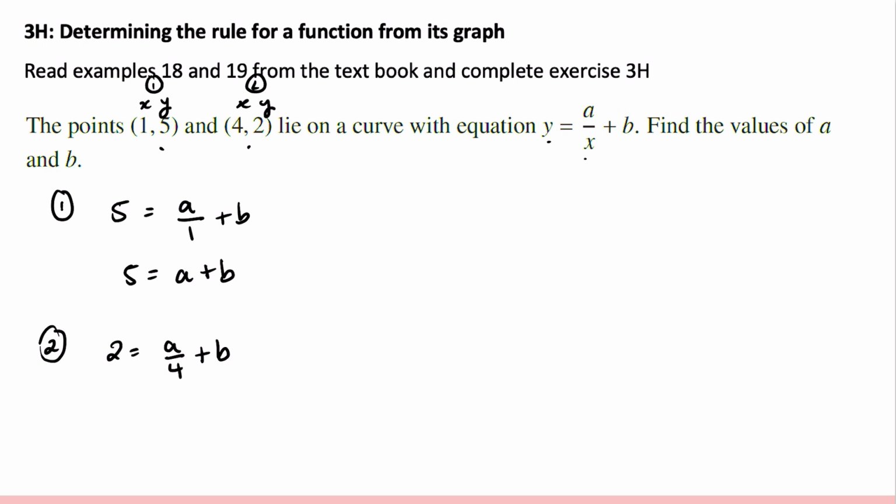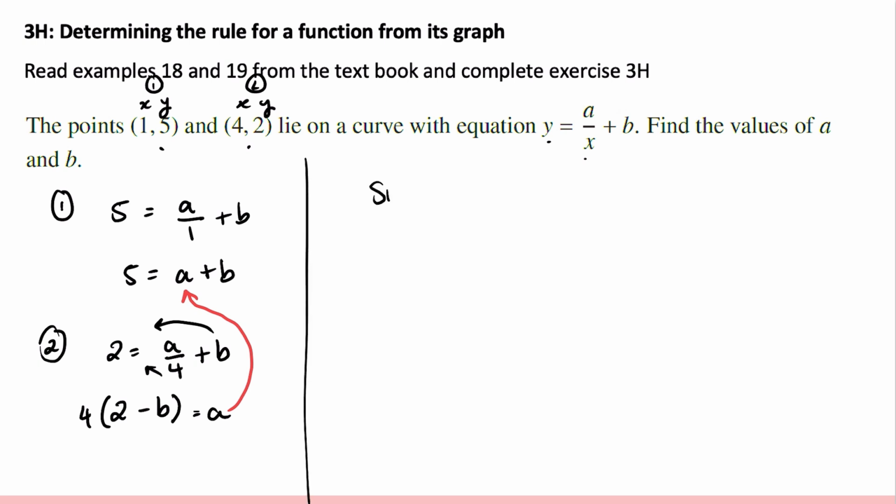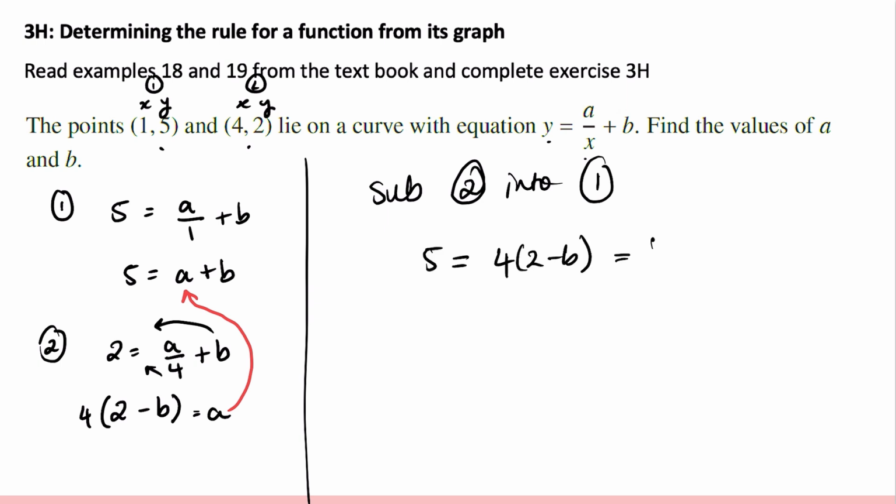Now, to simplify this, there are a couple of ways to do it. When I'm thinking about substitution, I want to try and isolate a variable. So if I can take the b over to the other side and then multiply the 4 over, I can get a by itself. What that enables me to do is to substitute that directly into there. So now I'm going to sub 2 into 1. So we'll get 5 is equal to 4(2 minus b) plus b.